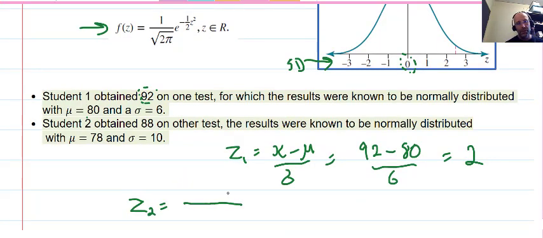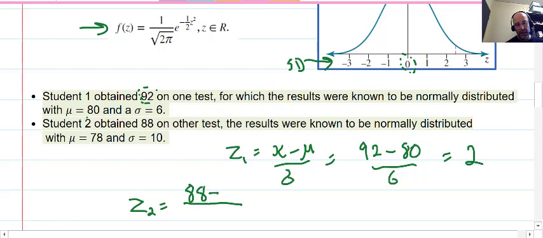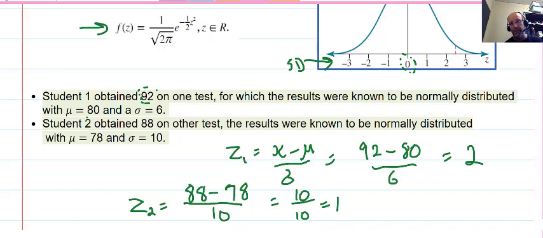Whereas with student 2, we'll call that Z-score Z2, they obtained 88, and the mean was 78. Standard deviation is 10. So we have 10 over 10, which is a Z-score of 1. Now, both students are clearly above average, 92 versus 80, 88 versus 78. But by how much, and how much can we say in a standardized way?